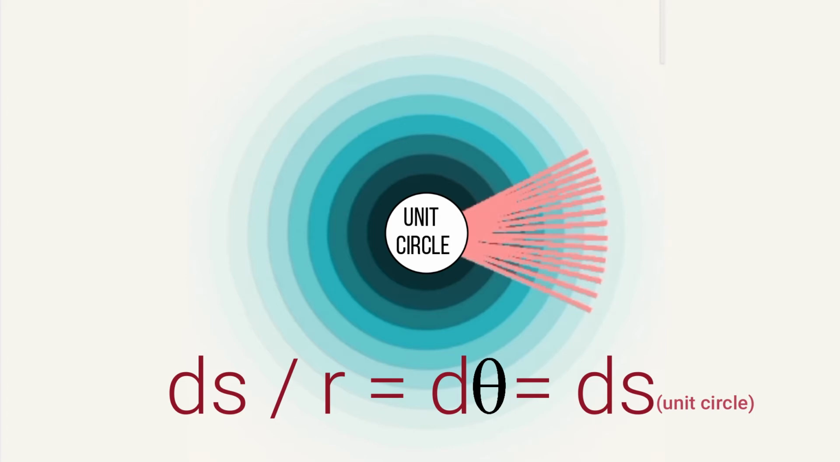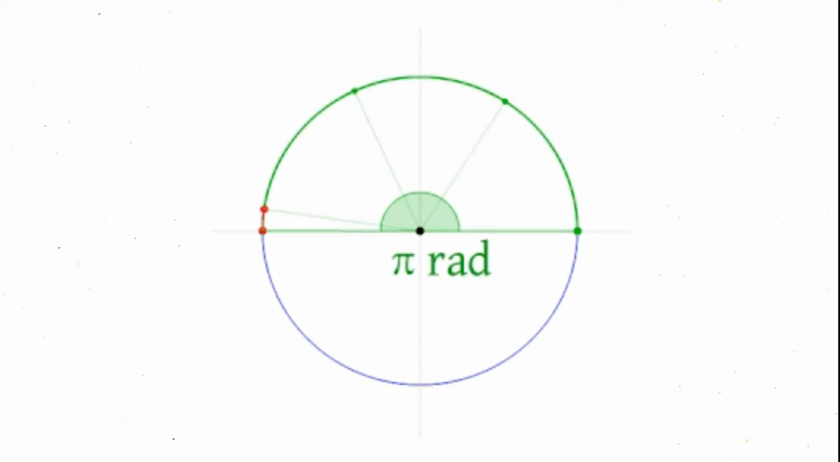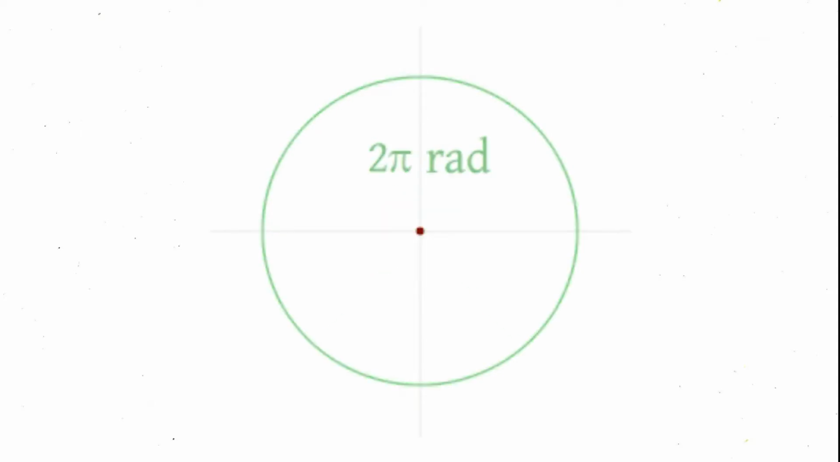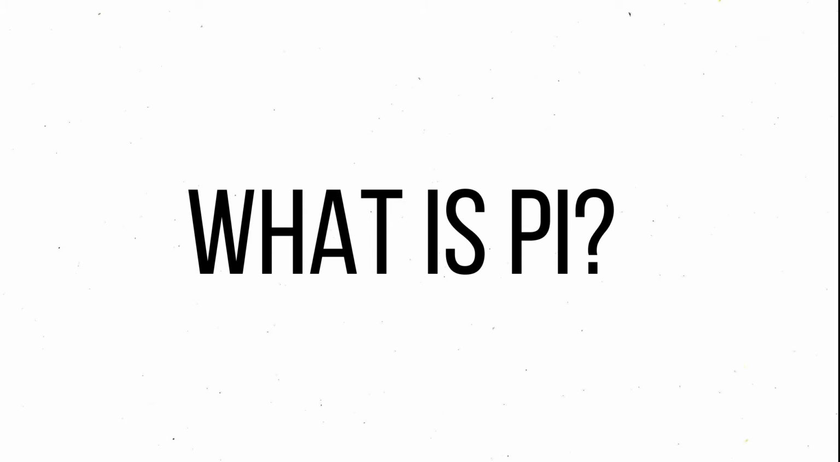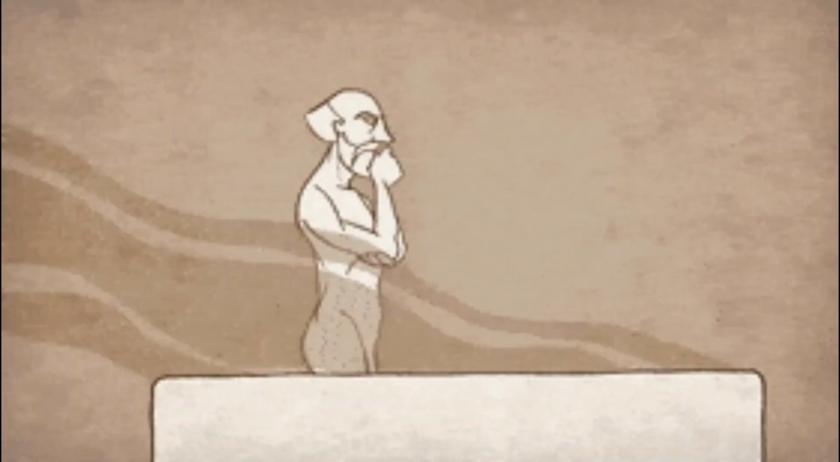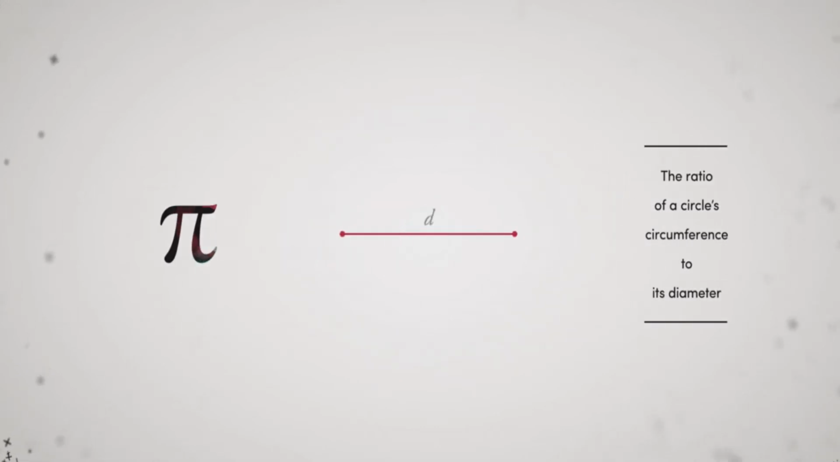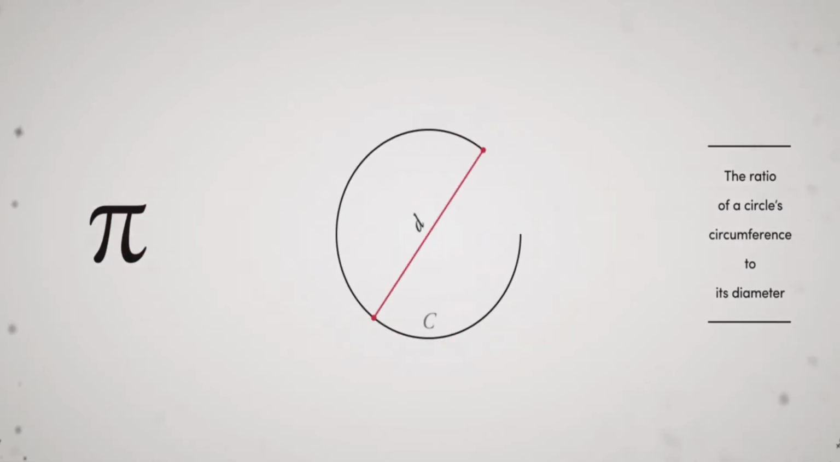Let us know about the unit of angle. Degree was the known unit of angle until they found the value of pi, that is, the radian scale. In the radian scale, theta lies between 0 and the full circumference of a unit circle. But what is pi? Around 250 BC, the Greek mathematician Archimedes calculated the ratio of a circle's circumference to its diameter. This ratio is known as pi.